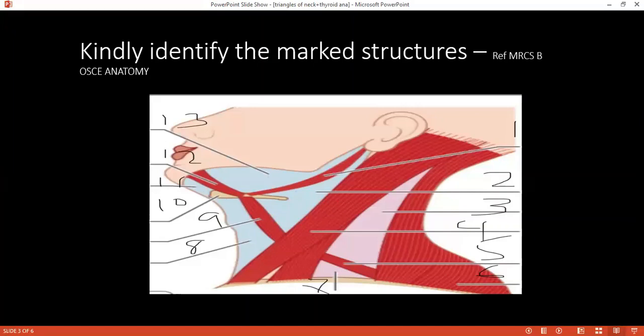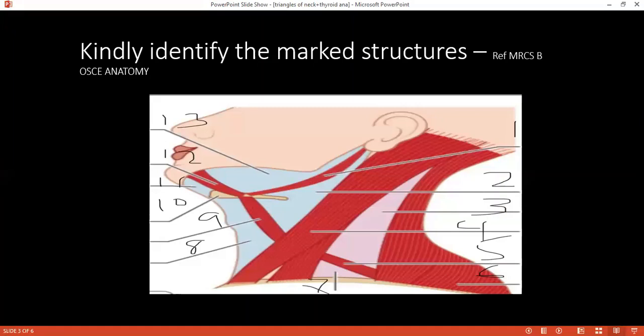What are the contents of the carotid triangle, please? Carotid triangle consists of carotid sheath, which is formed by the common carotid artery, vagus nerve, internal jugular vein, and also apart from carotid sheath, ansa cervicalis is also present in the carotid triangle. And that is not included in the carotid sheath. It's outside. Very good.